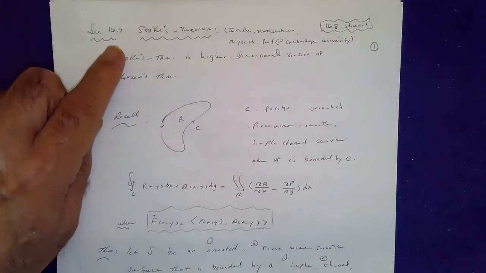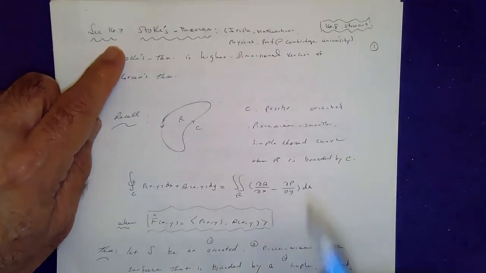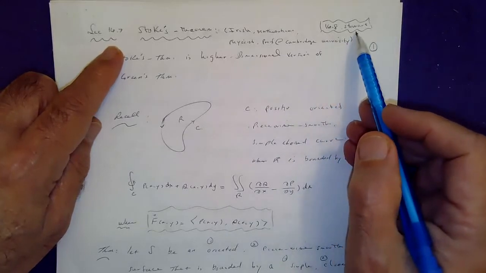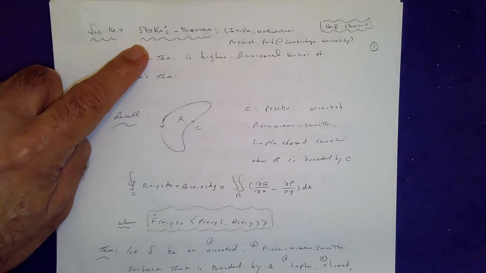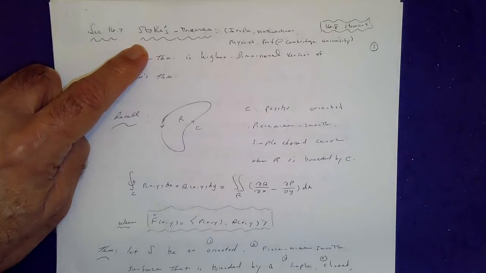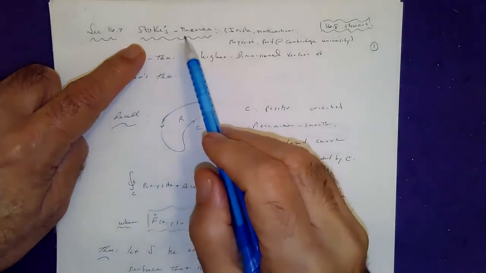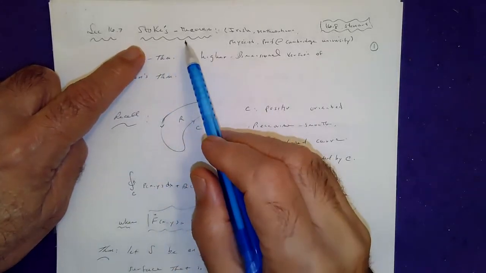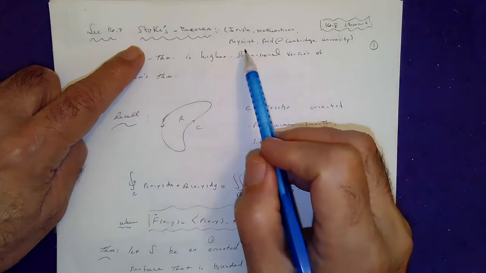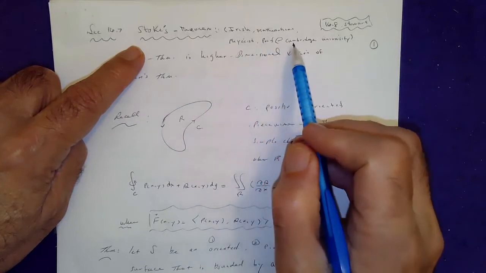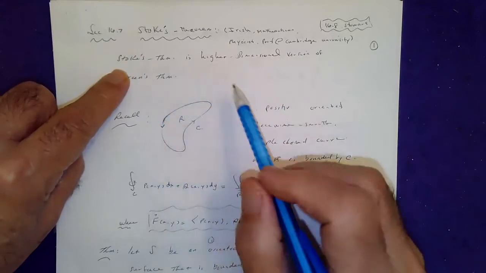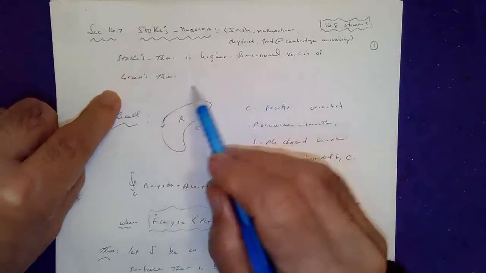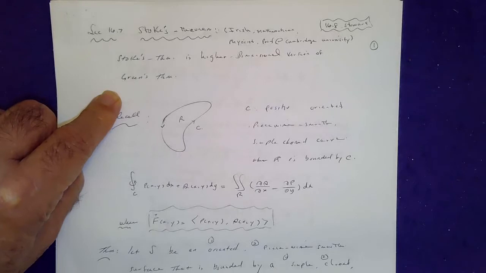Section 16.7 in Thomas's textbook, which is the same as 16.8 in Stewart's textbook. It's about one of the three important theorems in multivariable calculus known as Stokes' theorem. Stokes was an Irish mathematician and physicist, and he was a professor at Cambridge University. Stokes' theorem is the higher dimensional version of Green's theorem.